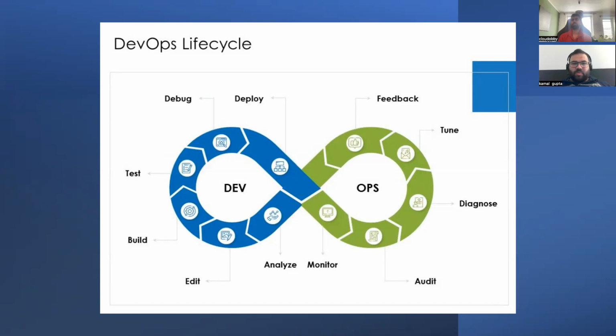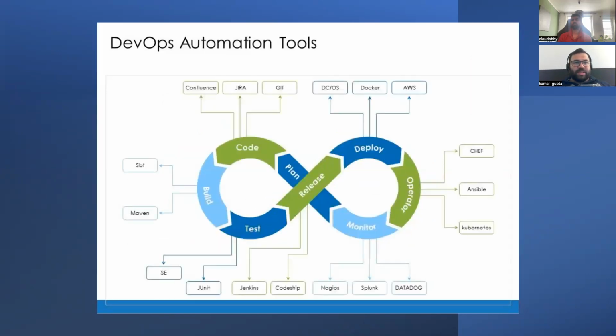So let's move to the next slide. DevOps automation tools. As I have said, each phase has different tools. So we can take a look at some of them here. The plan phase, as I mentioned, we can use Jira and Confluence and Git, just to take a look as on a UI, what are the tasks we have.